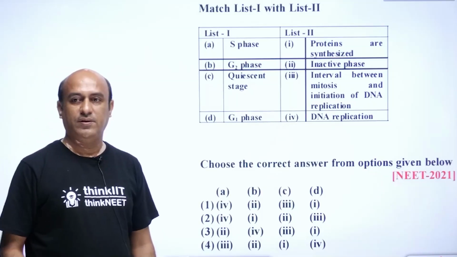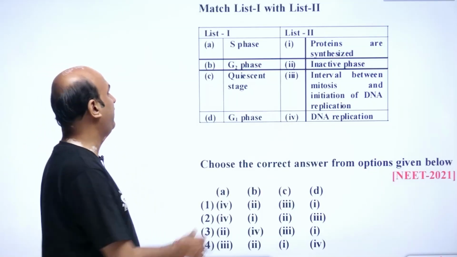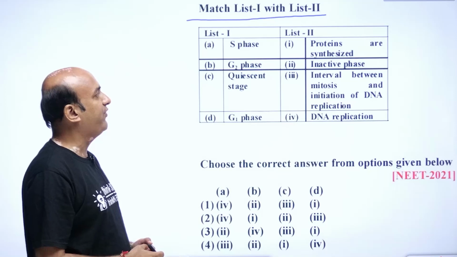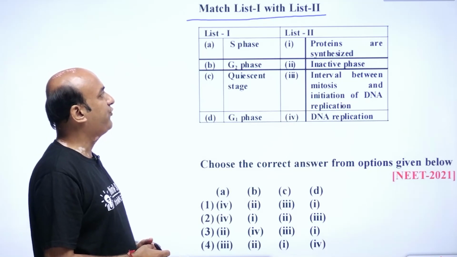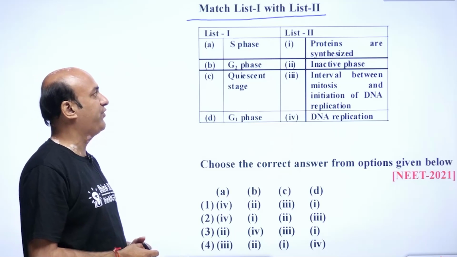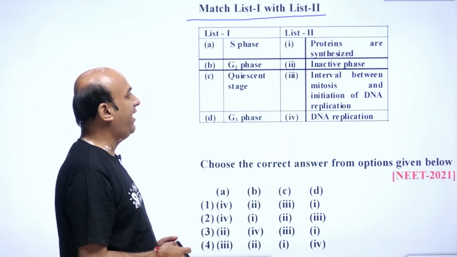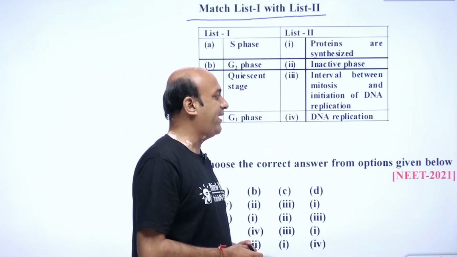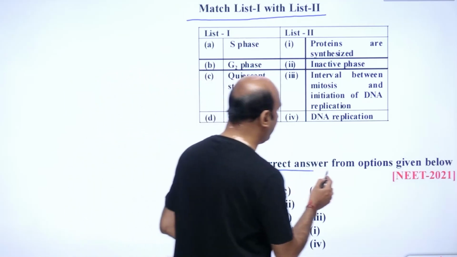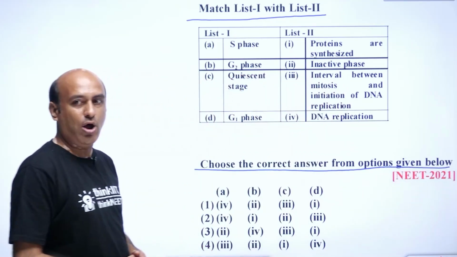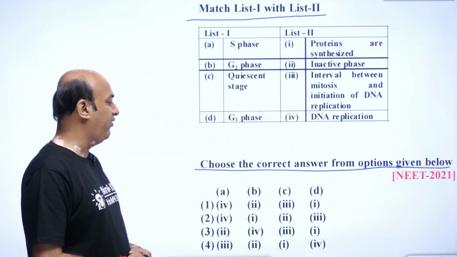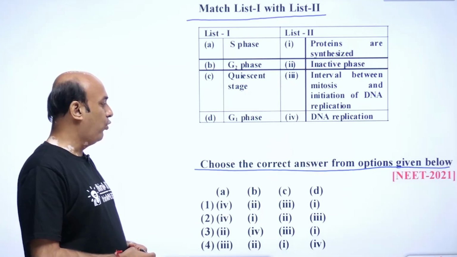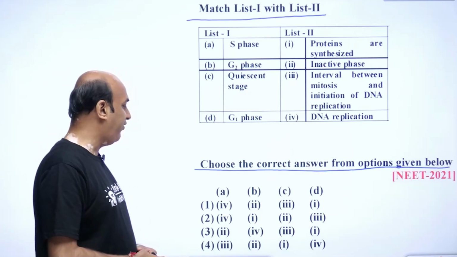Thank you. Now student, let us come to the next question. Here the question is match list 1 with list 2. List 1 A S phase, list 2 1 proteins are synthesized; list 1 B G2 phase, list 2 2 inactive phase; list 1 C quiescent stage, list 2 3 interval between mitosis and initiation of DNA replication; list 1 D G1 phase, list 2 4 DNA replication. Now choose the correct answer from the options given below. Option 1: A4 B2 C3 D1, option 2: A4 B1 C2 D3, option 3: A2 B4 C3 D1, and option 4: A3 B2 C1 D4.